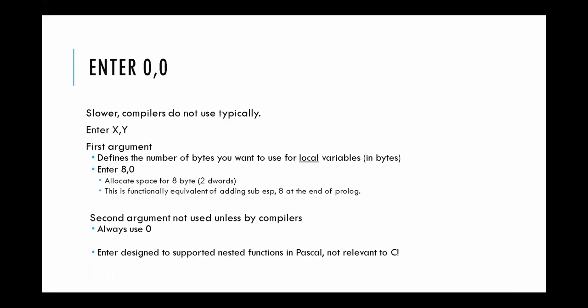So enter 0, 0 is what you would typically see, but you could also provide the first argument. In that case, you could enter 8, so you're allocating 8 bytes, or 2 D words. A D word consists of 4 bytes. A word consists of 2 bytes. So that would be equivalent to something like sub ESP, 8. So we're providing space for some locals.